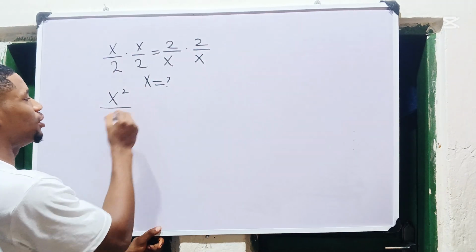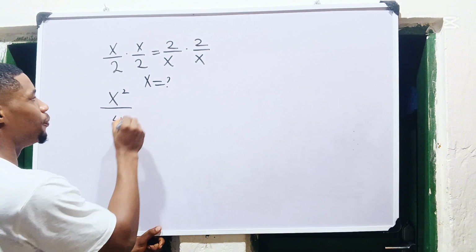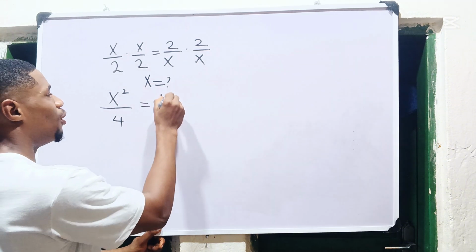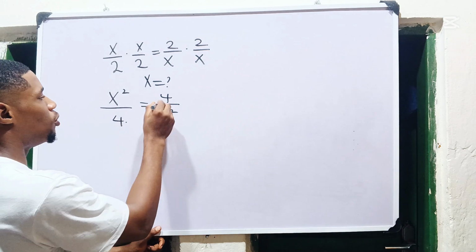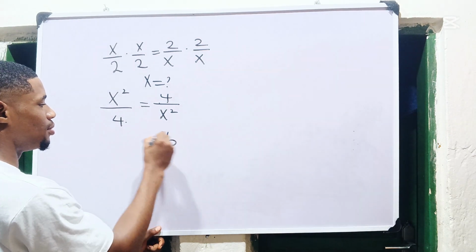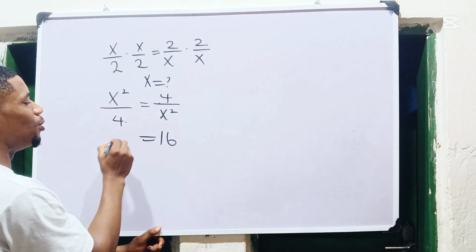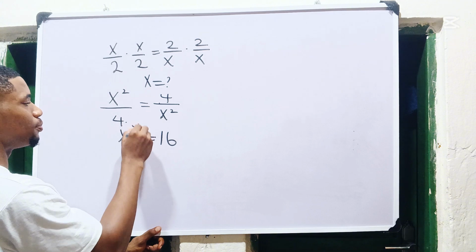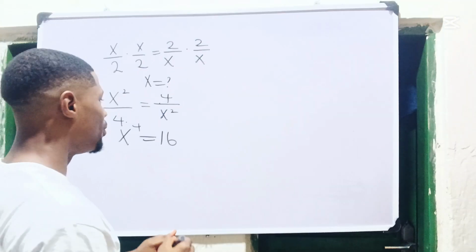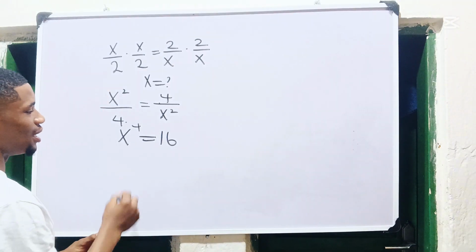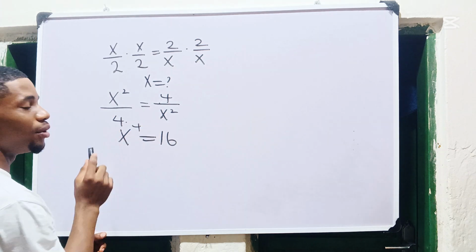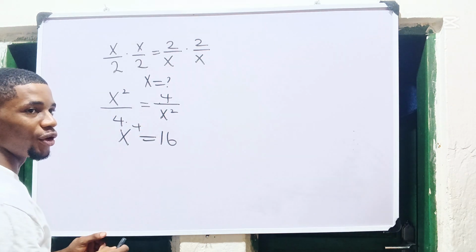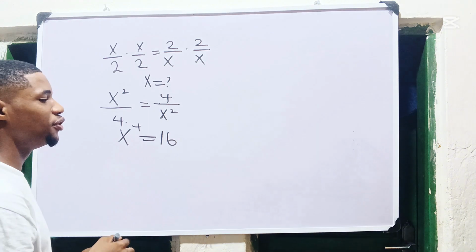x squared over 2 times 2 is 4, to be equal to, the same thing here, 4 over x squared. Now 4 and 4 multiply to give me 16. x squared and x squared will multiply to give me x to the power of 4. I hope you can now see from here that we have gotten a polynomial with the highest power of x being 4. Alright? So we can go ahead and solve this.